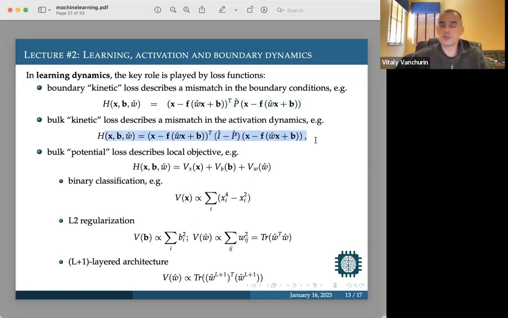Now, the second one is less well known. This is a bulk loss, which resembles closely the form of this first loss. However, now we're summing over all the bulk neurons. So what does it do? It actually tells you how far away you are from the fixed point of the previous slide. So if you are at the fixed point, you are good. So the loss is small. If you are far away from the fixed point, it is large.